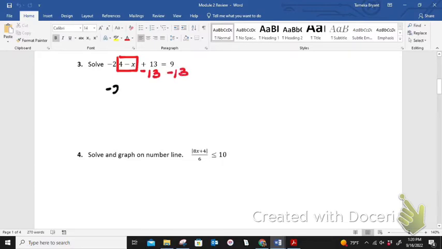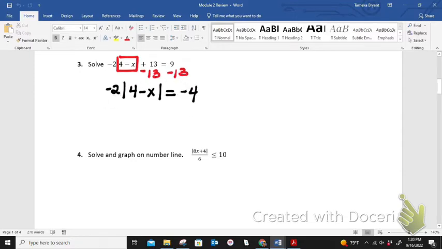So that gives you -2 times the absolute value of 4 minus x. Go ahead, use your calculators. Type in 9 minus 13. And 9 minus 13 is -4. And now we need to divide both sides by -2.